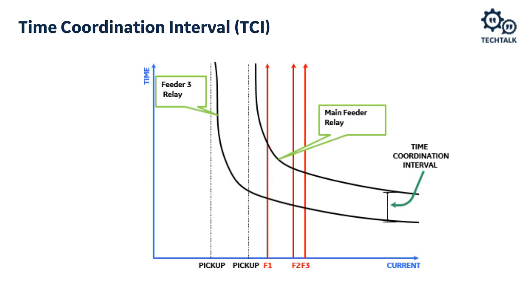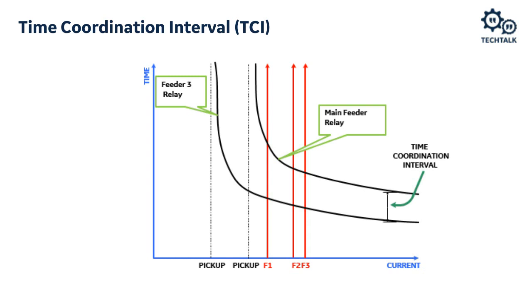The other setting that's important is the actual pickup setting. So the pickup setting, the current has to be greater than that pickup setting before we start to operate. And so we see pickup on this graph as the dotted line there. The other setting that is important for this is the time dial setting. And the time dial setting describes how high or low the curve actually sits on this time current characteristic. And so we can use those settings to manipulate the curve and get coordination between two devices.